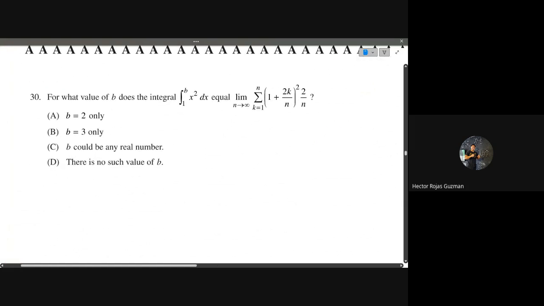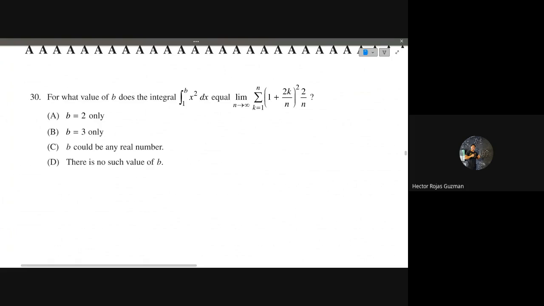Okay, the last one. For what value of b does the integral from 1 to b of x squared dx equal this limit? This is one of those lessons that we skipped because I classified it as a BC lesson. So this is going to be one of the questions where I think I'm just going to have to show you in class, that way everybody hears it at the same time.